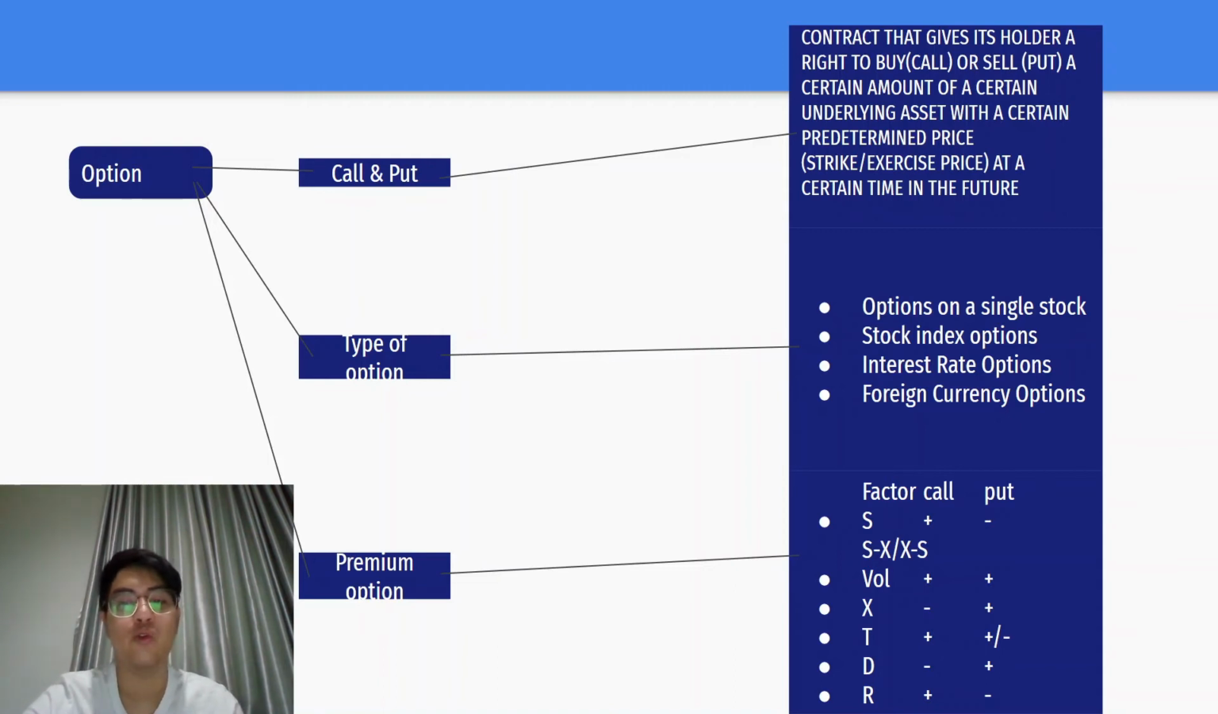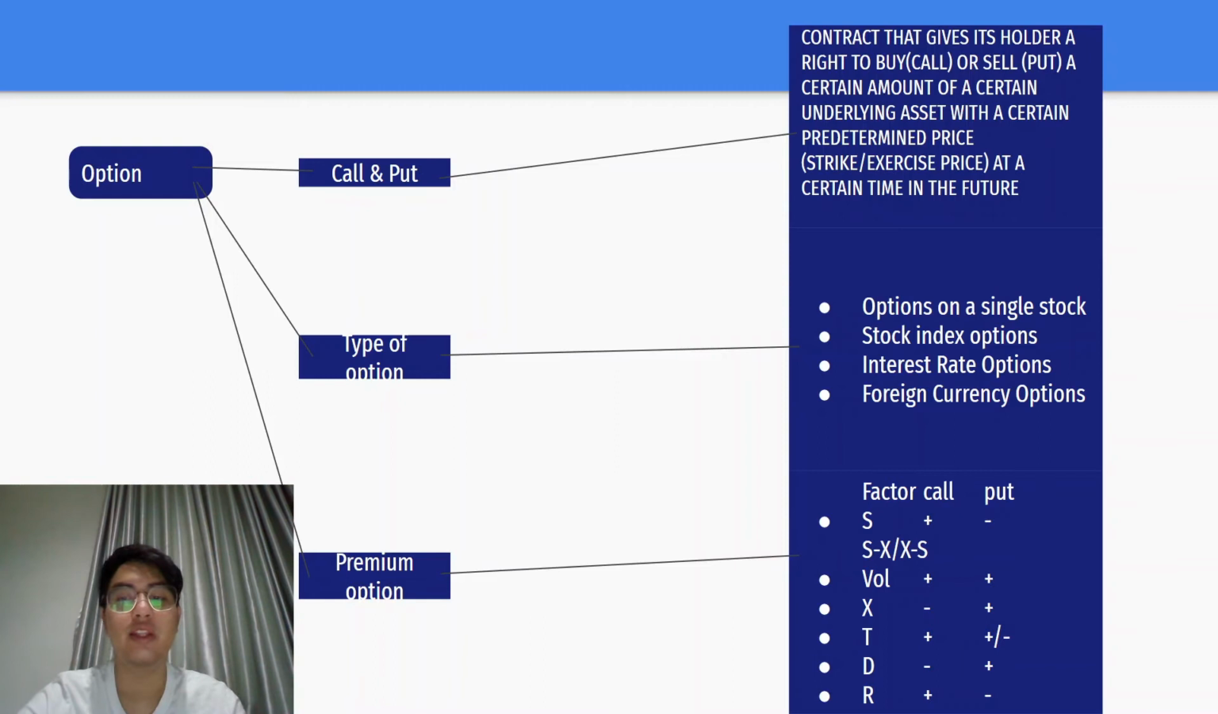First is S, which is the underlying asset. Because the formula for call and put is S minus X and X minus S, on call it will affect positively and on put it will affect negatively.